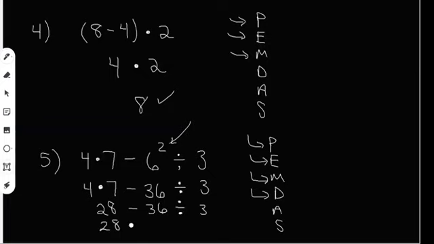So I'm going to have 28 minus 12. So now division is done. We move on to addition and subtraction. 28 minus 12 is 16. And we're done. 16 is the answer.